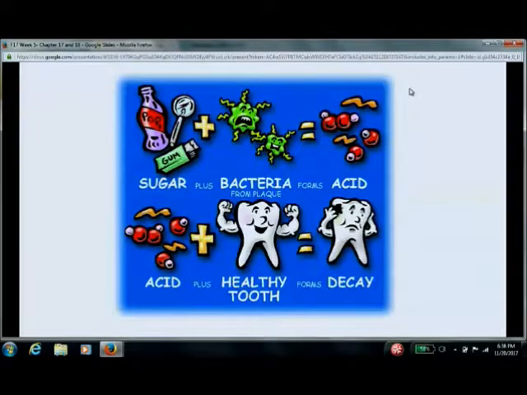So when someone says sugar causes decay, that's true, but it needs bacteria from plaque in order to make it happen. So basically, your bacteria are taking in sugar and pooping out acid and causing holes in our teeth. Lovely equation, right?